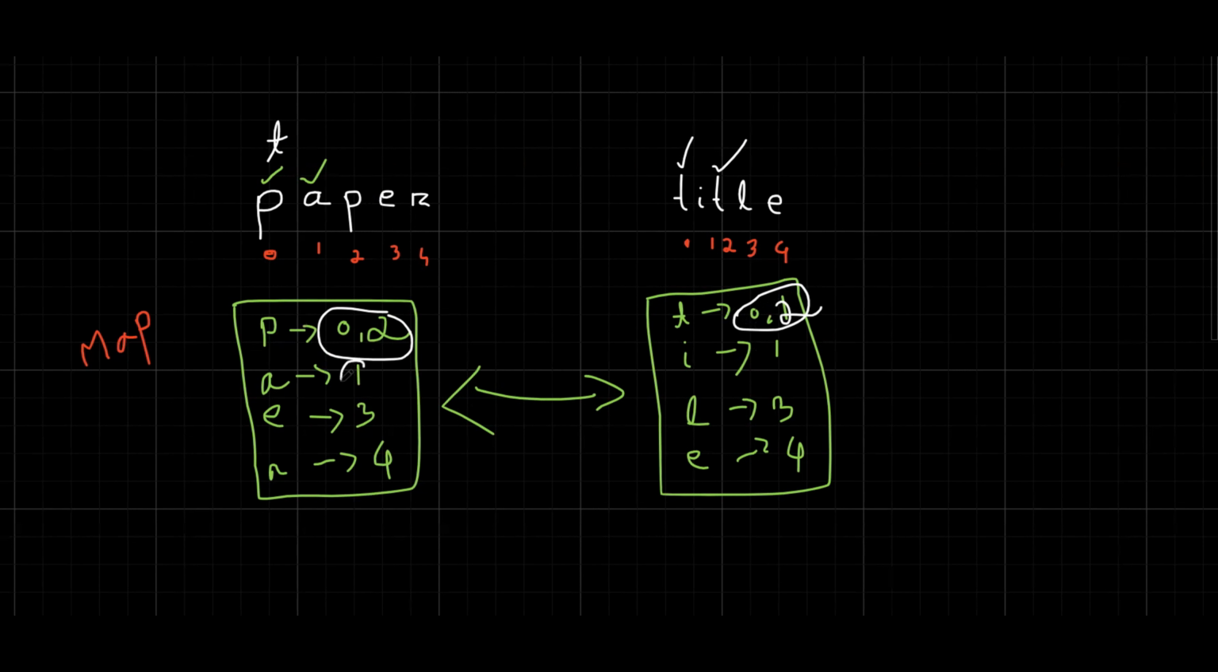Similarly, the order of A is 1 and the order of I is 1, the order of E is 3 and the order of L is 3, and the order of R is 4 and the order of E is 4. So we can say that if we replace the corresponding elements of the first string with the corresponding elements of the second string, the order will be the same. Hence, both strings are isomorphic. I hope you understood the algorithm. Now let's move on to the code.